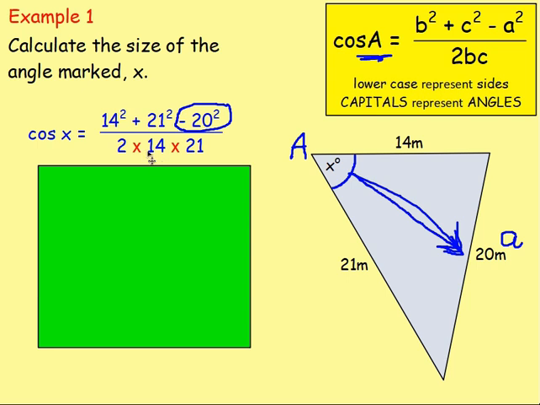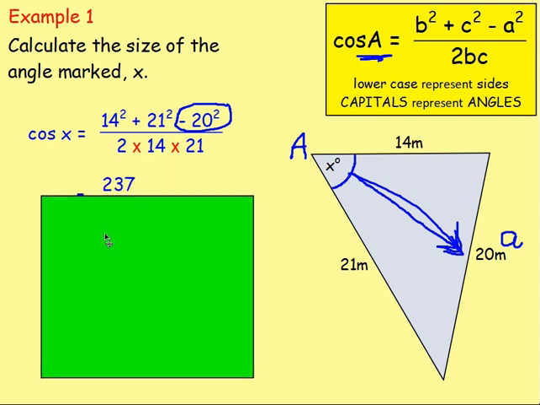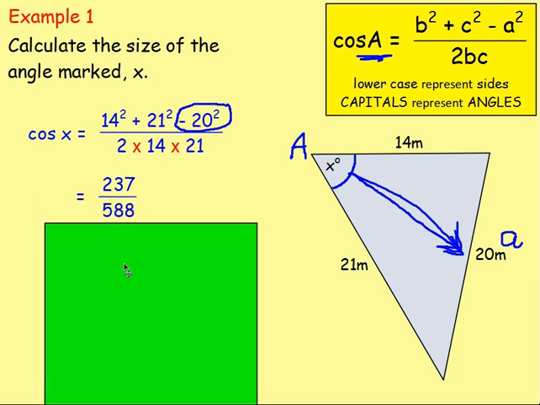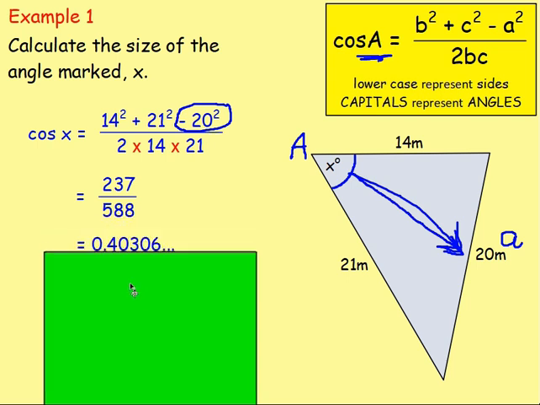To work this out in the calculator, a lot of the time I would work out the top row first. So I would type into the calculator 14 squared add 21 squared, take away 20 squared. That gives 237. And if you do 2 times 14 times 21 for the bottom row, that gives 588. You could always just use it as a fraction, or you could put it into a decimal. If you put it into a decimal, you're going to get a string of decimals. Here you get 0.40306 and so on. But that's what cos x is going to be.